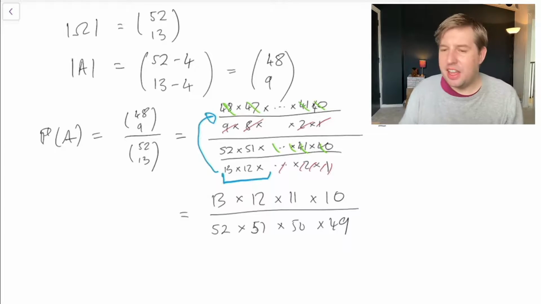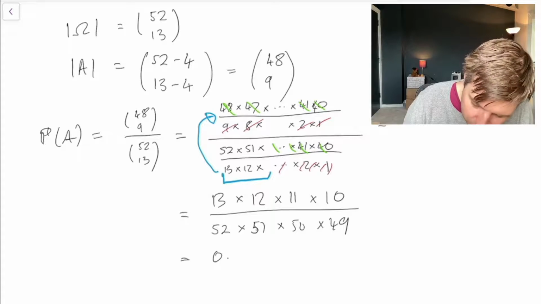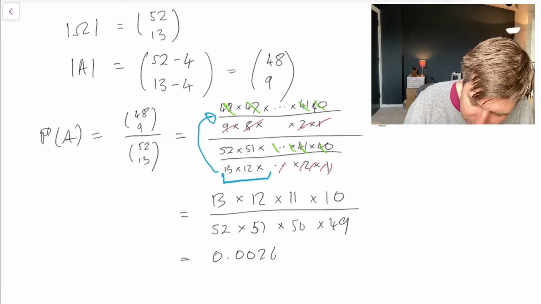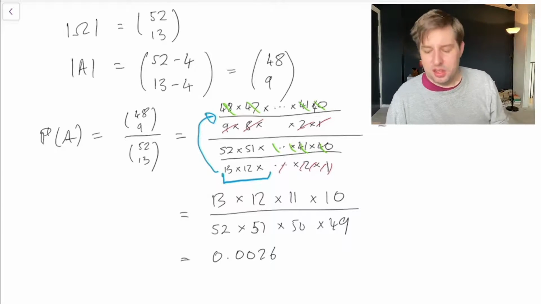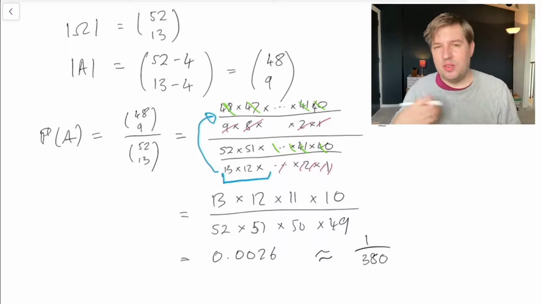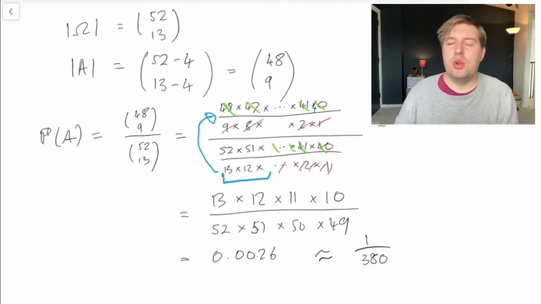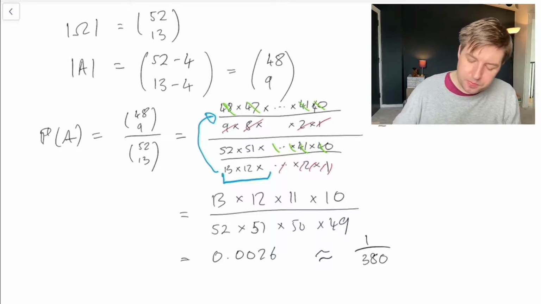And, you know, at that stage you probably do want to put that into your calculator. It's 0.0026, which apparently is very roughly 1 time in every 380 hands. So if you deal yourself a hand of 13 cards, you need to do so about 380 times before one of them has the ace, king, queen, jack of spades.